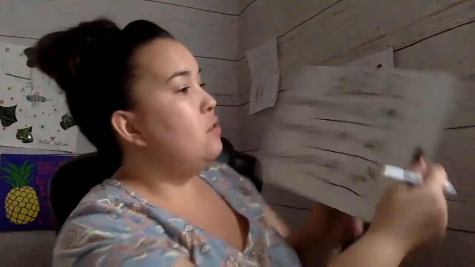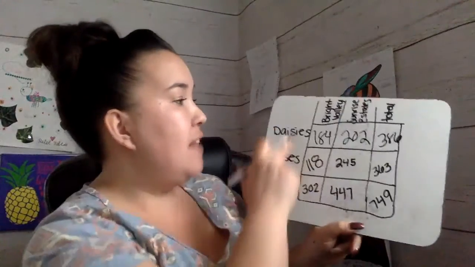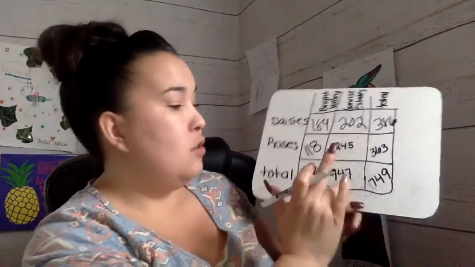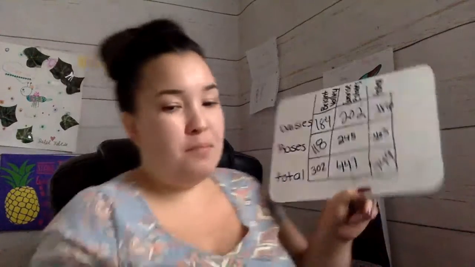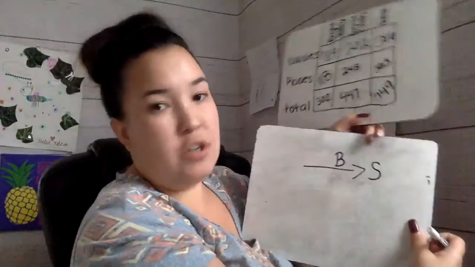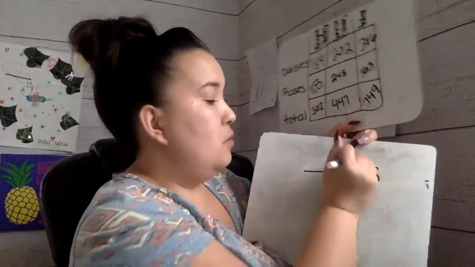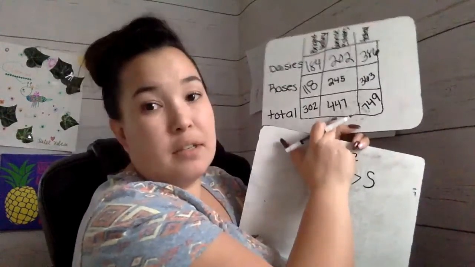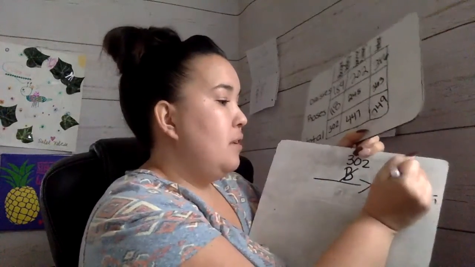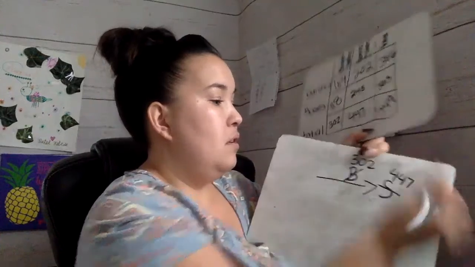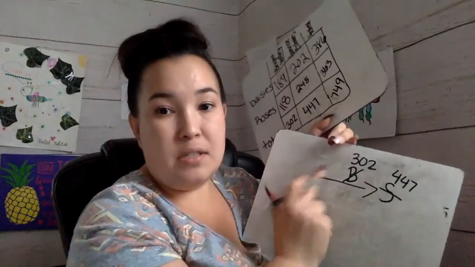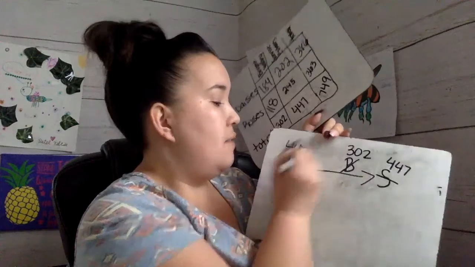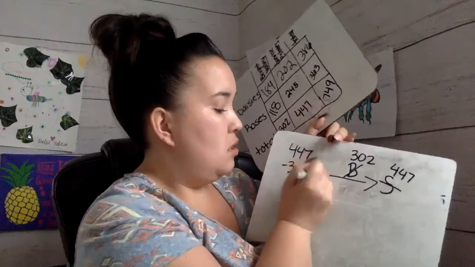Okay, so I go to total flowers. So total flowers for Bright Valley, total flowers for Sunrise. For Bright, it's 302. So I'm going to write 302. And for Sunrise, it's 447. So now I've got to find the answer, what the difference is. How do I do that? Subtract. So 447 minus 302.